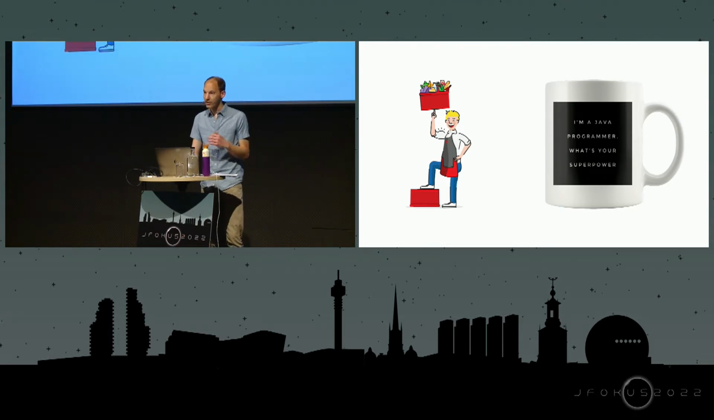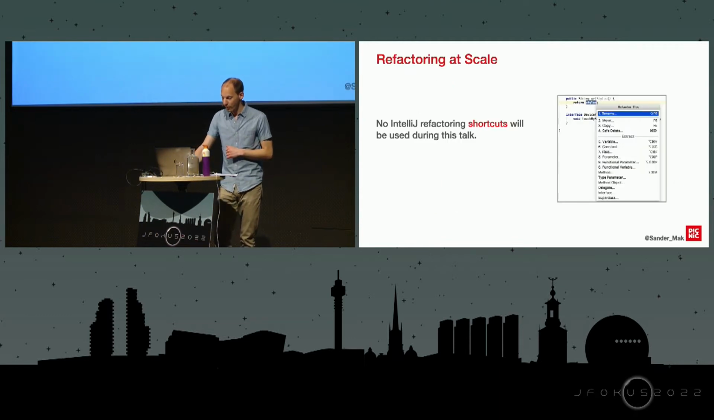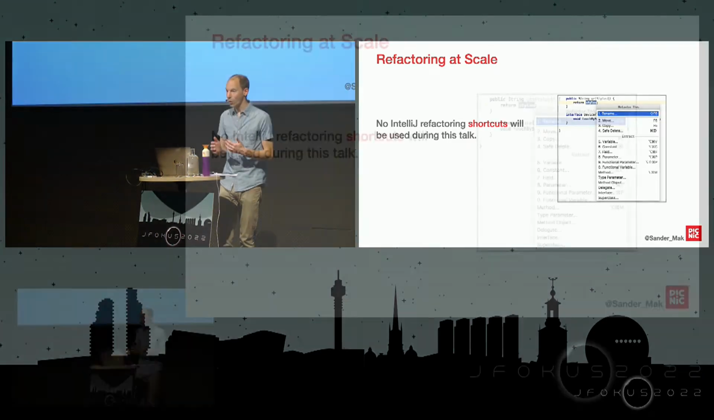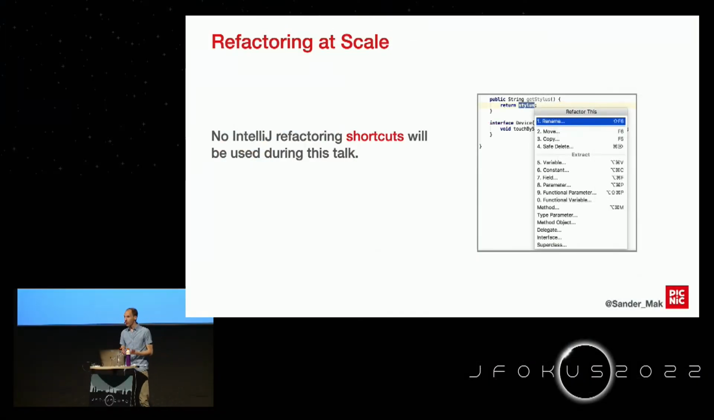So what is this superpower, you ask? Well, this superpower is to be able to refactor and increase the quality and consistency of your code base at scale. And with that, I do not mean that I'm going to show you IntelliJ refactoring shortcuts and that I'm going to teach you how to do this faster and how people can do this frantically in their IDEs.